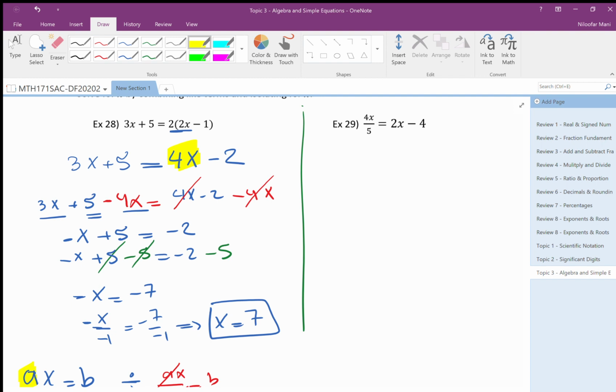How about 5? I see 5 here, and I want to remove it from here. So I add minus 5 to both sides, and then it goes to the other side.